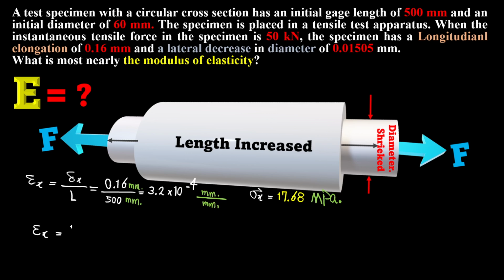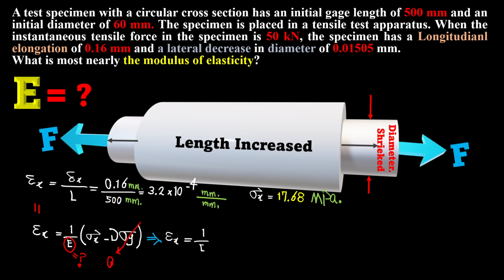As soon as we have that, based on Hooke's law, we can write epsilon x in a 2D plane as 1 over E in parentheses sigma x minus nu sigma y. Because we don't have any stress in the y direction, this part goes to 0. We are looking for the modulus of elasticity. We already have our epsilon x, so the only unknown in our equation is E, the modulus of elasticity.